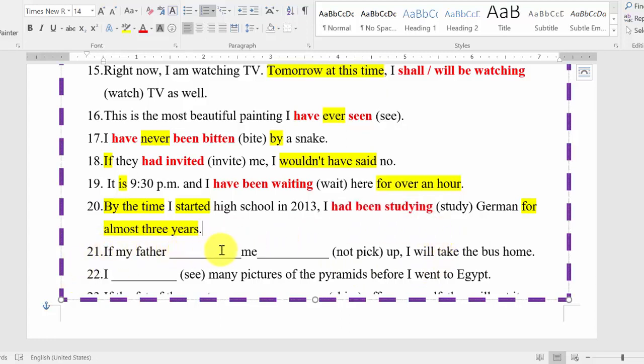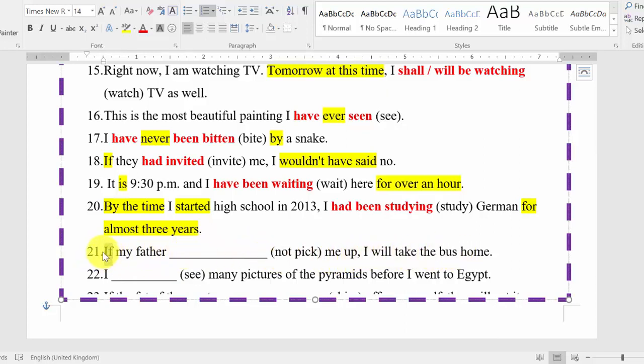Twenty-one. If my father what me what up, I will take the bus home. Okay, I have corrected this question. Me here should be put after pick. Should be put after the verb. So if you haven't corrected it, please correct now. If my father not pick me up, okay, me should be here, not in the middle here. So if my father what me up, I will take the bus home.